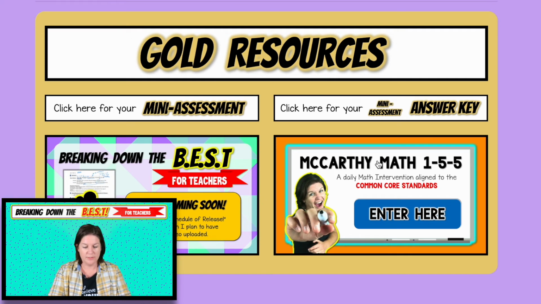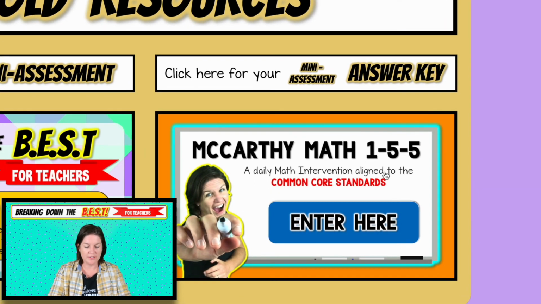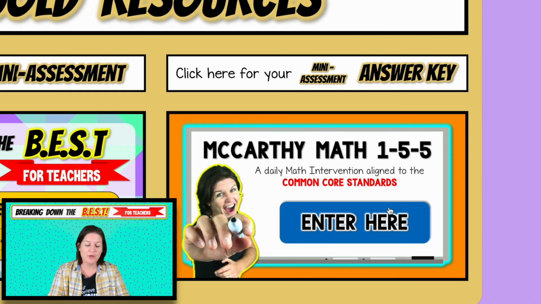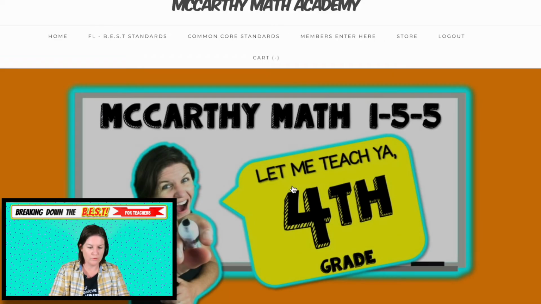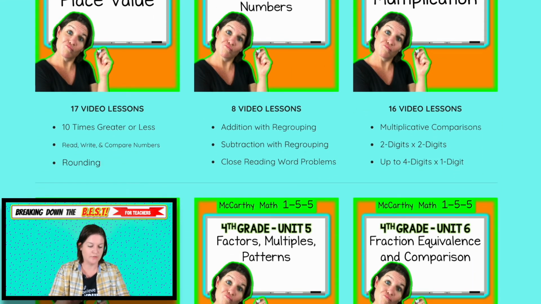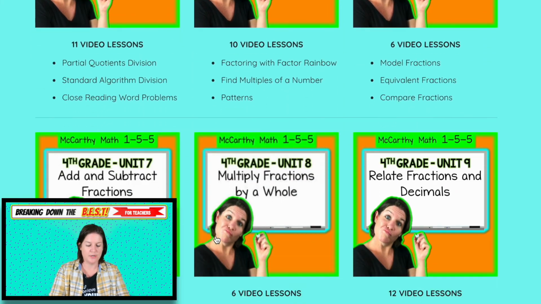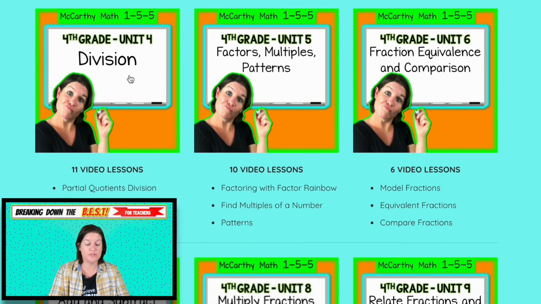Then we have McCarthy Math 155 for the gold members, which is your daily math intervention aligned to the Common Core standards. Notice it says Common Core. These were the standards from the past. Now we're on to the B.E.S.T standards, but there are a lot of resources and skills that trickle over into this. If you have students who are struggling with multiplication, addition, or division, you have all this extra practice right here. If you go to division, you have 11 video lessons just on giving students a safe place to practice.